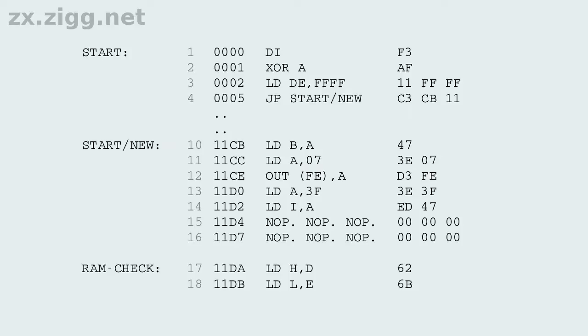The next two instructions load the interrupt register with the value 3F. I'm not sure why this is done. I don't believe the Spectrum uses interrupt mode 2, but presumably it requires this value in this register for some reason. However, it doesn't affect the next few actions. There then follow a number of no operation instructions, presumably to introduce a short delay. I don't know why this is necessary, but I imagine it was found that the RAM isn't always fully functional so soon after switch on. At lines 17 and 18, the value FFFF is copied from DE to register pair HL.